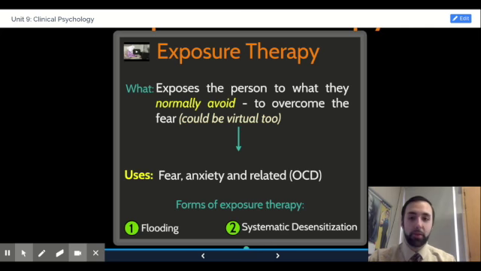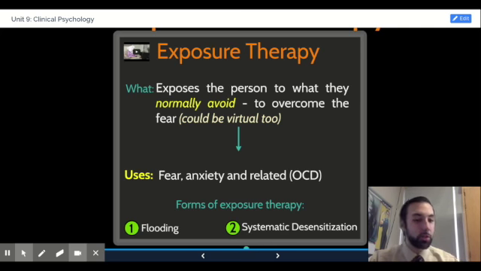We use exposure therapy to treat fear-based anxiety disorders. So it can be phobias, but also OCD, particularly when OCD might, for example, be a byproduct of fearing that germs are everywhere. Maybe if we could expose you to situations where there's definitely a lot of germs, that might help alleviate some of those symptoms. So if it's a fear-based or anxiety-based disorder or something that's related like OCD, exposure therapy is really, really effective.